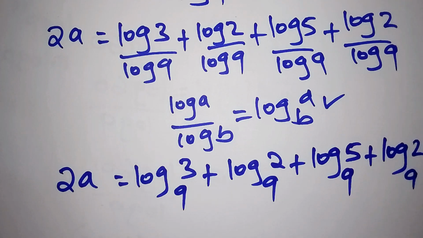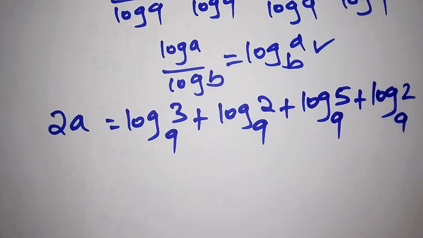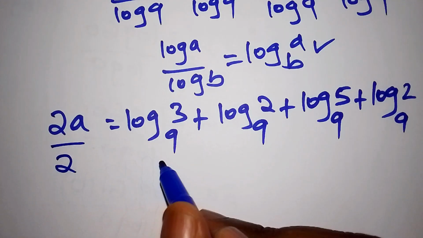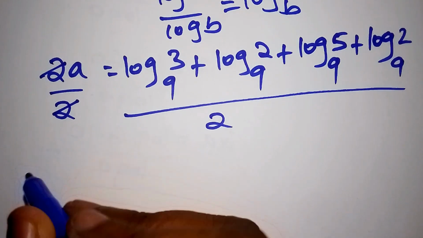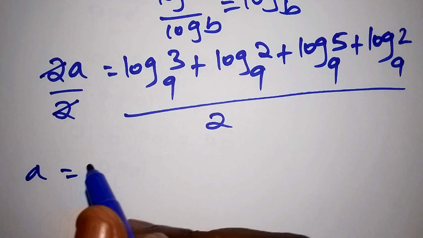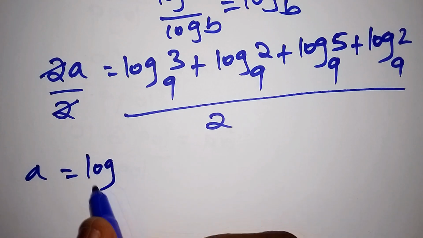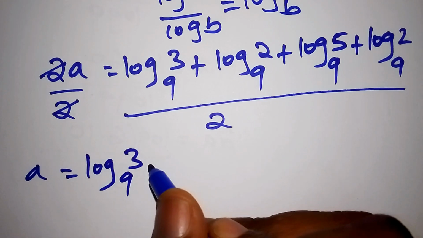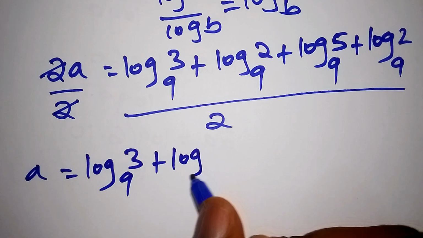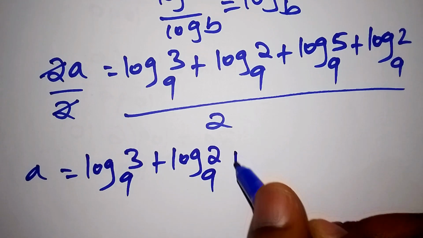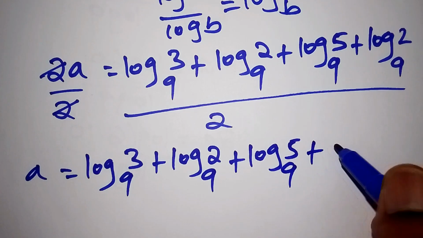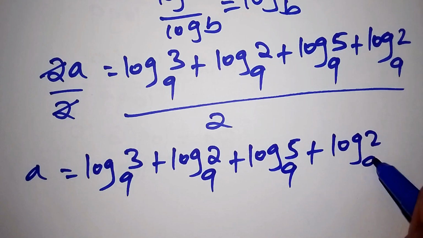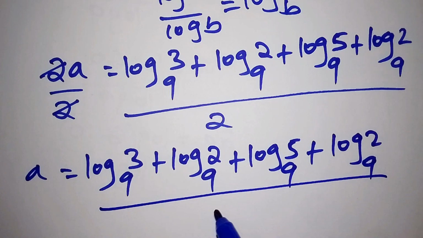What we shall now do is divide both sides by 2. So divide by 2, and all of this we shall also divide by 2. The 2 by 2 cancels, so our value for a is equal to the log of 3 to the base of 9, plus the log of 2 to the base of 9, plus the log of 5 to the base of 9, plus the log of 2 to the base of 9, all over 2.